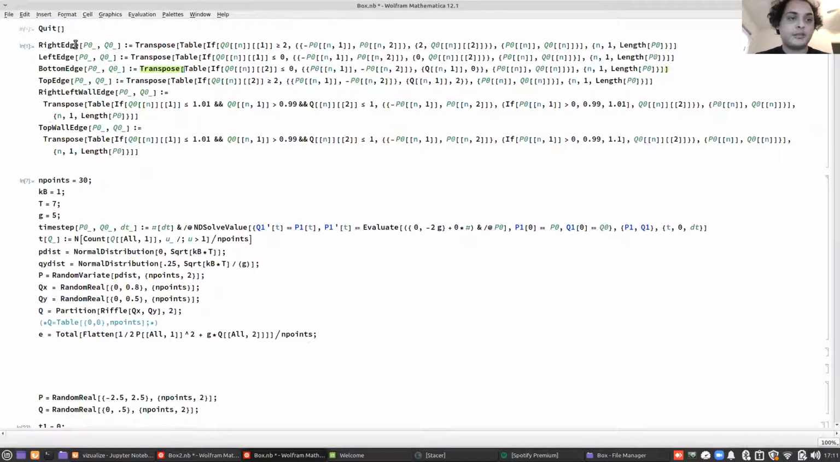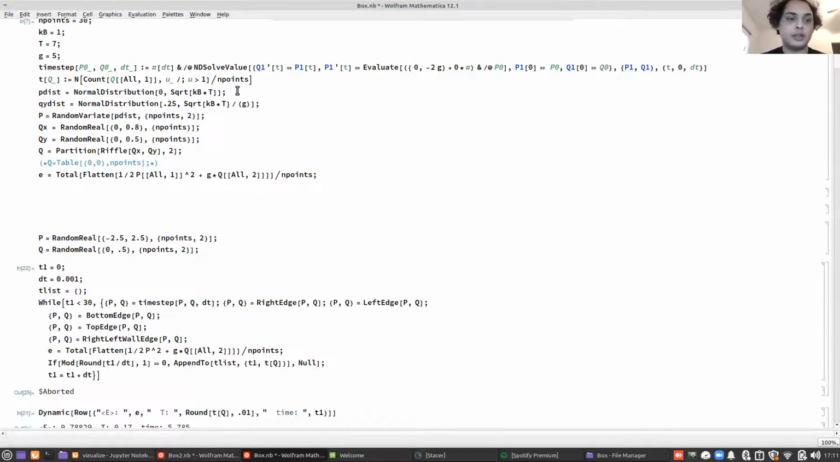I define functions that determine if the position of a particle is past a boundary. And if it is, it appropriately modifies the momentum of the particle to give the corresponding reflection. In this case, it's super simple, because all of the boundaries are either vertical or horizontal. And so the change in the momentum is just a difference in sign of one of the two axes. And this is a two-dimensional simulation, so I can initialize those.